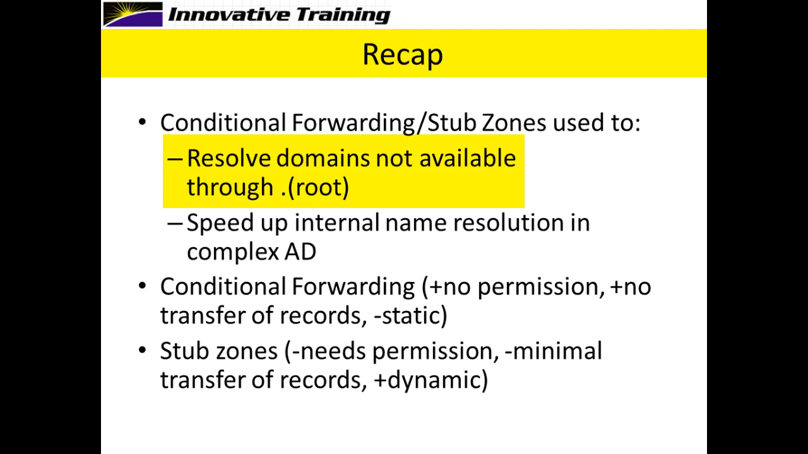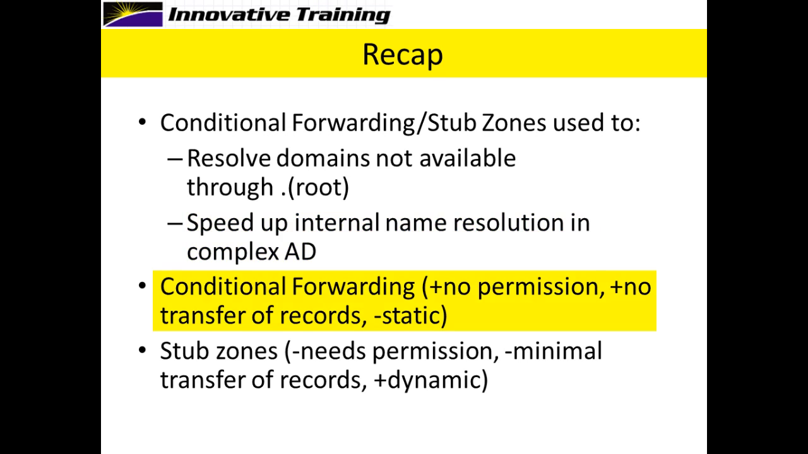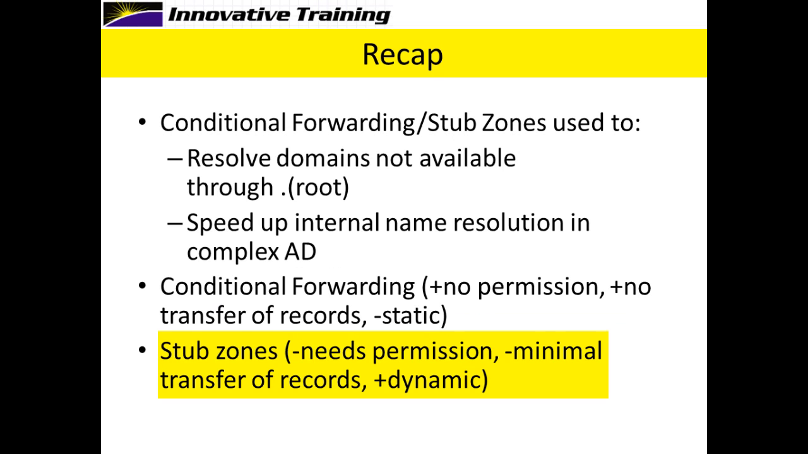Just to recap, conditional forwarding and stub zones are used to resolve domains that are not available by going through the root servers up on the internet, or they could be used to speed up internal name resolution in a complex Active Directory environment. With conditional forwarding, the pluses are that I don't need permission and there's no transfer of records. But the minus here is that it's static. If something changes, I have to update it manually. Whereas with stub zones, I do need permission and there is some transfer of records, but the pro here is that it's dynamic. So if anything changes, I'll get the updates directly.